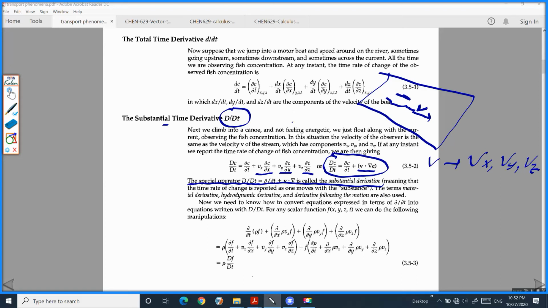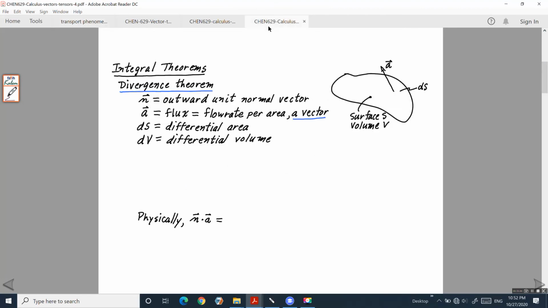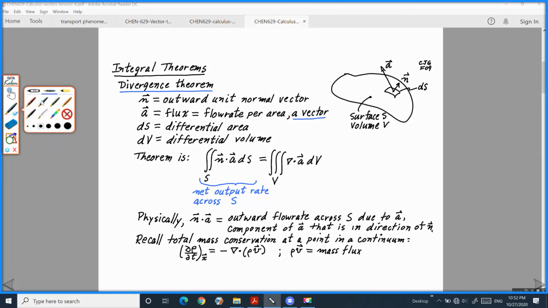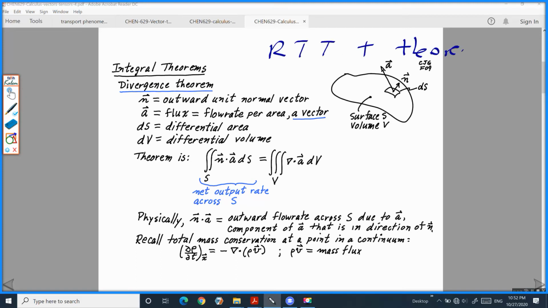Okay, just move our final slides here. Here I'm just going to define some very important theorems. We are going to use them in the derivation of the conservation laws. In this course, we are actually going to use the Reynolds transport theorem plus all these theorems and concepts to derive the conservation laws.